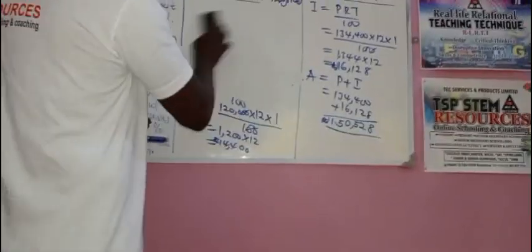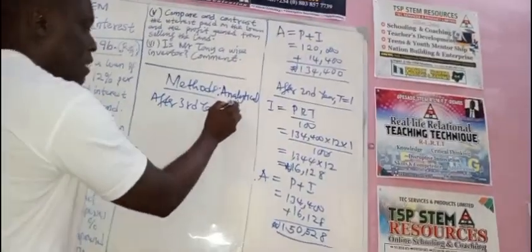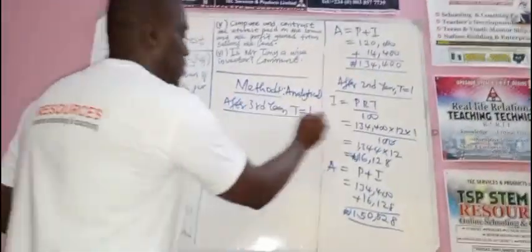I can clean this now because I don't need it again. Okay. So at the end of the third year, which is the final year, that is an additional 1 year. That's still 1 year. I need to calculate the interest. Interest is principal times rate times time, divided by 100.